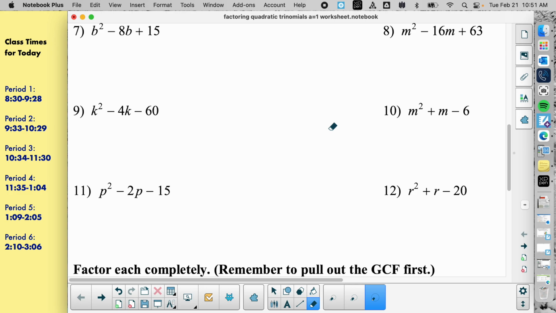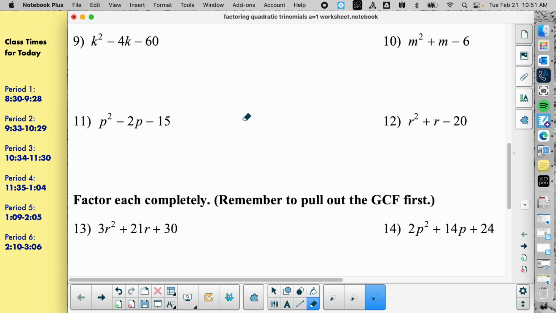Okay, so number 11. Do you want me to raise it up a little bit? Okay, so what are we going to do on number 11? Or what are you going to do? And we can help you do it if you want some help. Yep, factors of 15. The annoying thing about this one is that it's negative 15, which means one of the numbers has to be negative.